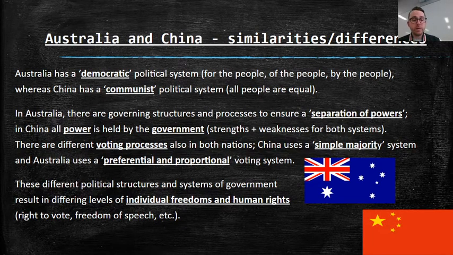In China, it's a bit different. In China, all of the power is held by the government. So they have total unrestricted power, and there are strengths and weaknesses to both systems. Again, I'm not going to get into which one is better or worse.